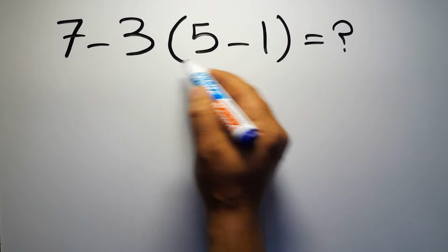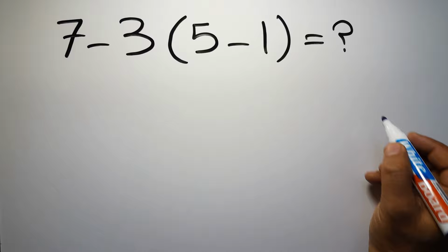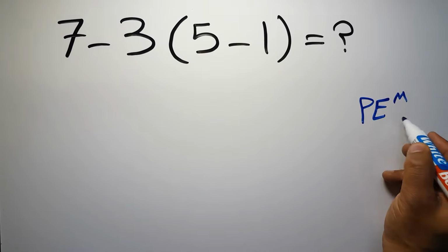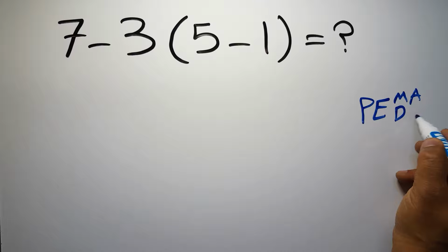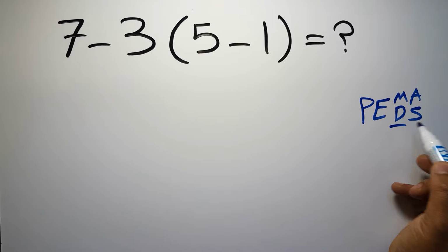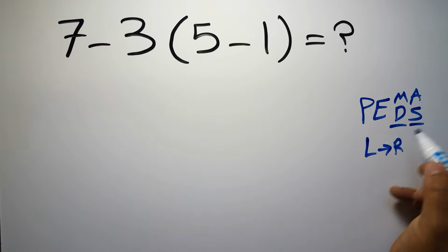Here, first we have to do this parentheses, because according to the order of operations, first we have to do parentheses, then exponents, then multiplication or division, and finally addition or subtraction. Remember that multiplication and division have equal priority and we have to work from left to right. And the same applies to addition and subtraction.